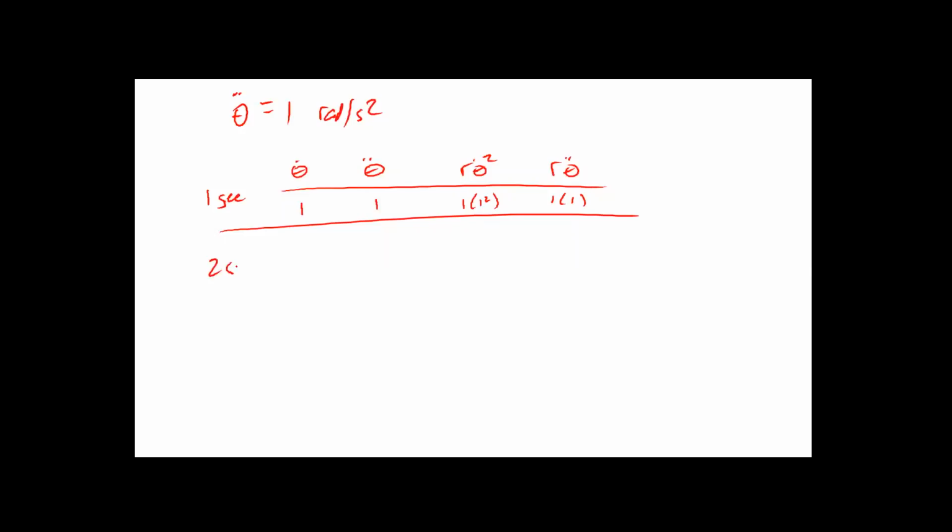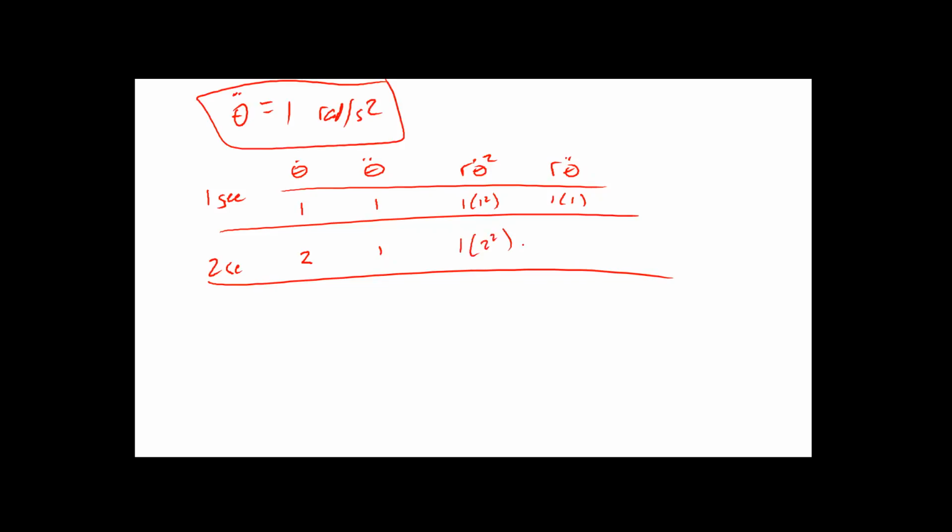After 2 seconds, this is now going to be up to 2. This is still 1, right? Because I'm just doing a constant thing there. Now this is going to be 1 times 2 squared, and this is still 1 times 1. So that's not changing. Let's look at 3 seconds. That's going to be 3. That's 1. So now I have 1 times 3 squared. So that's up to 9 already, right? Where that guy's still just at 1. Okay, that makes more sense.